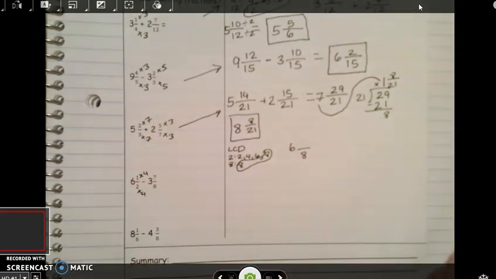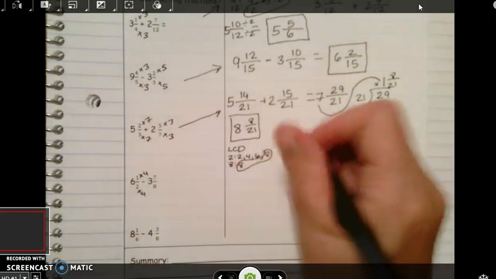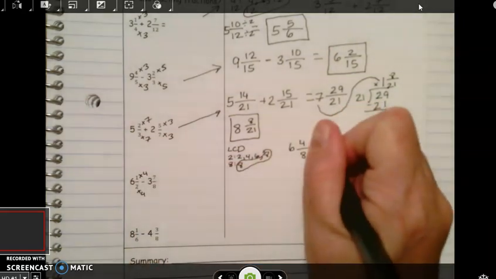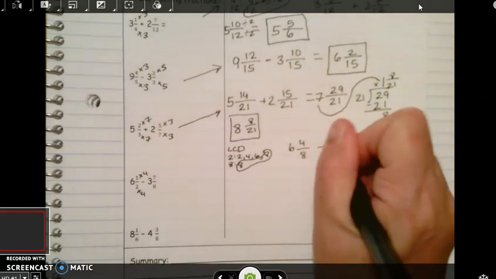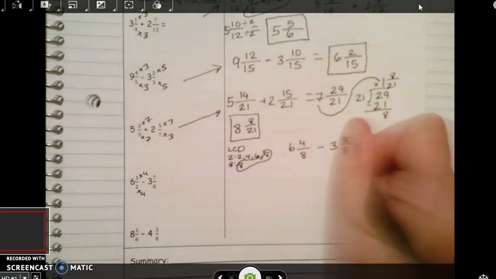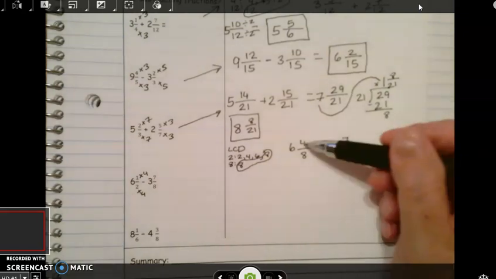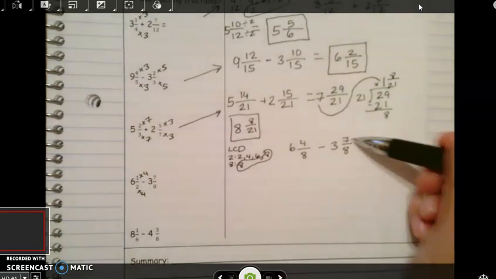Times 4, right? So I multiply the numerator by 4. Make equivalent fractions. Minus this one, remember, we're not changing it. That one stayed the same. Now our problem is, this is my numerator here. This one is smaller than this one.